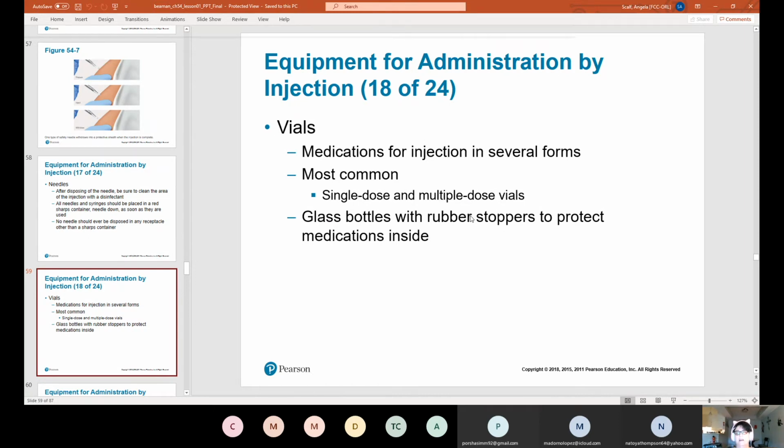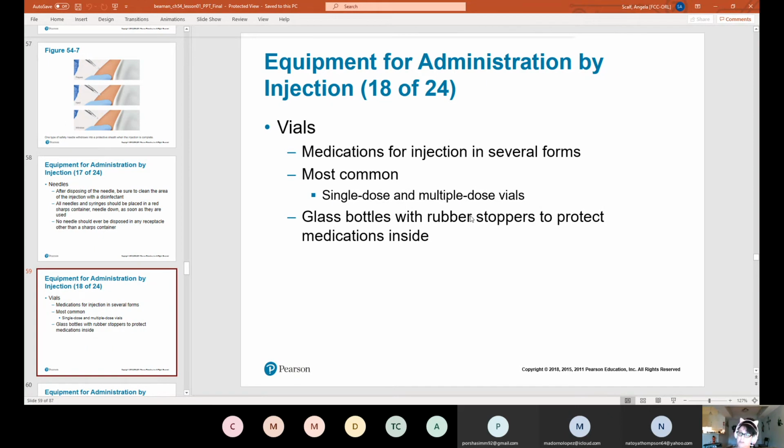So every time you pick it up out of the lab refrigerator or the lab cabinet, however it's kept, you're always going to wipe the top of that vial down and let it dry. The reason we do this is now we know that it's clean. And that's always one of the first things we do.